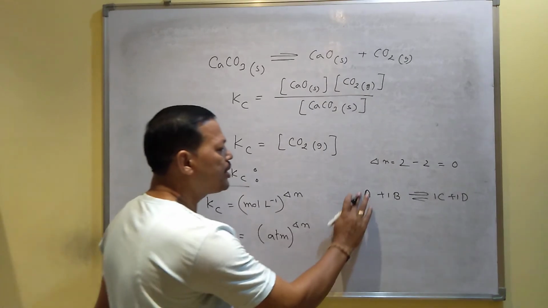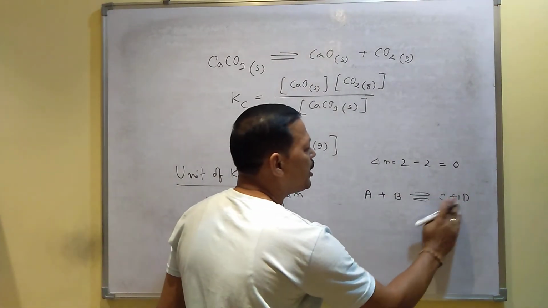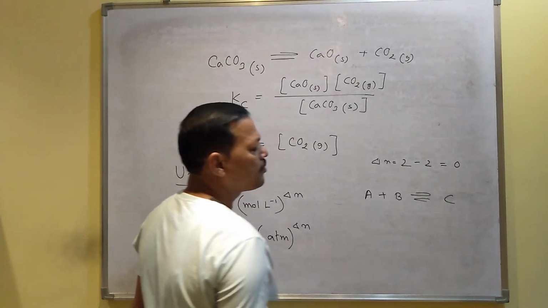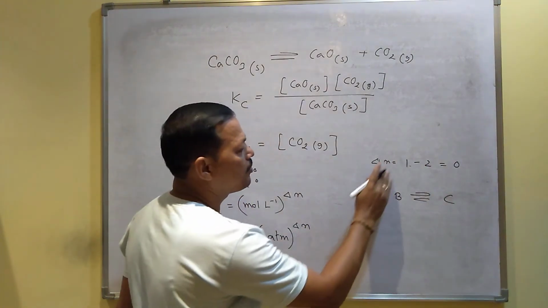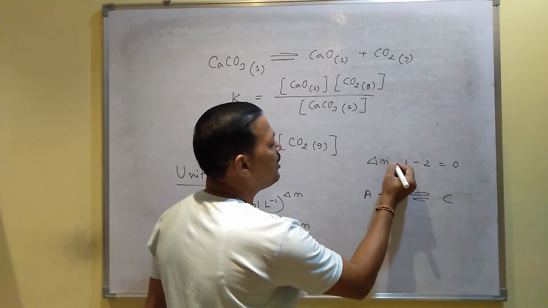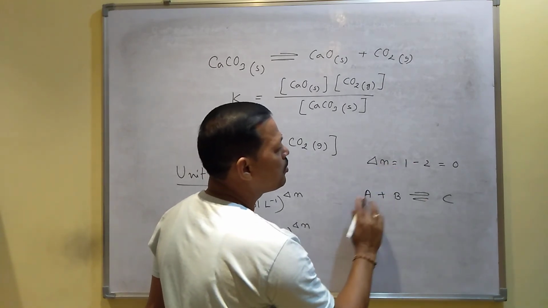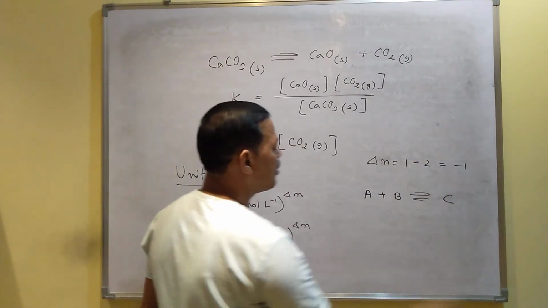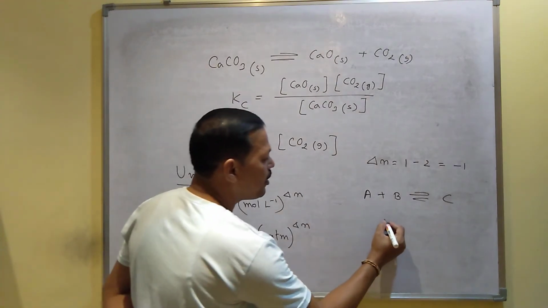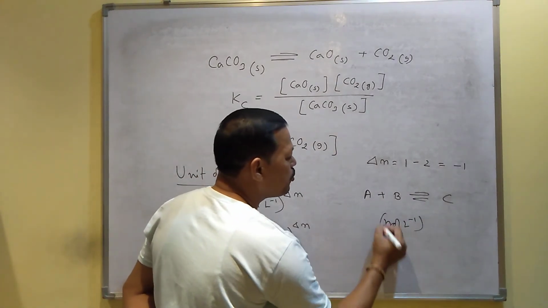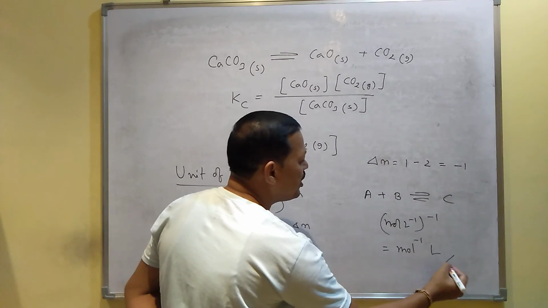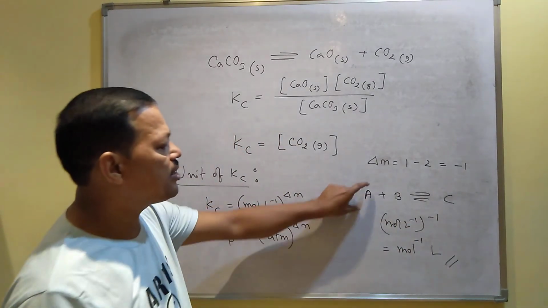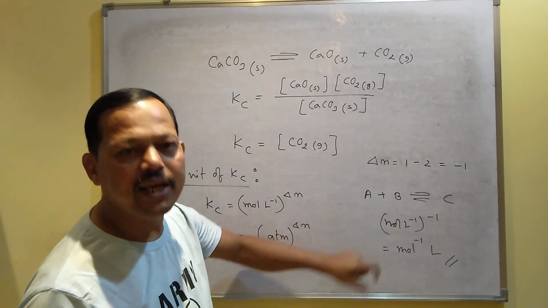But suppose the reaction is A plus B gives C. The number of moles of product will be 1. Always you do product minus reactant. So what will be the value of delta n? 1 minus 2, you will get minus 1. So what will be the unit then? Mole per liter to the power minus 1. Ultimately you will get mole to the power minus 1 liter for this reaction. So for this reaction you will get a resultant unit of Kc.